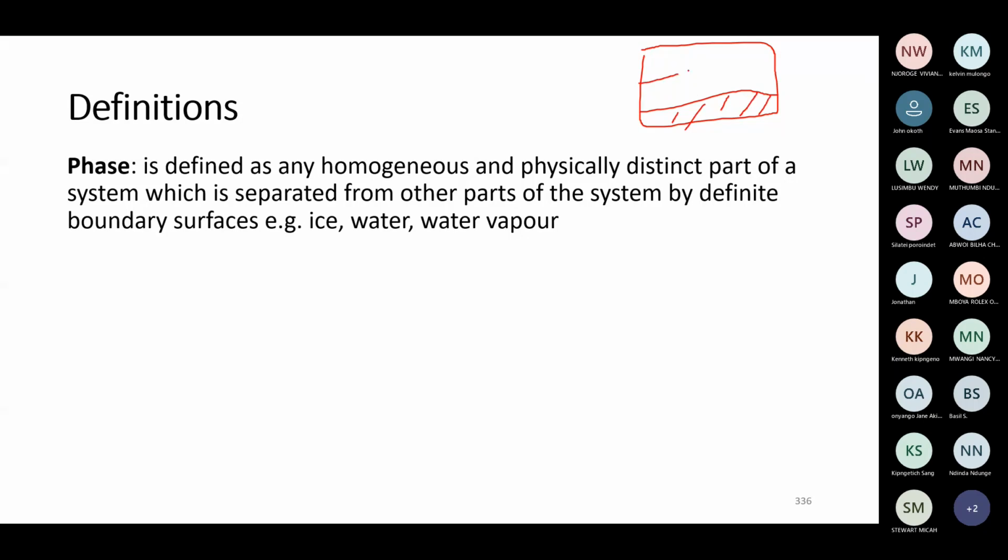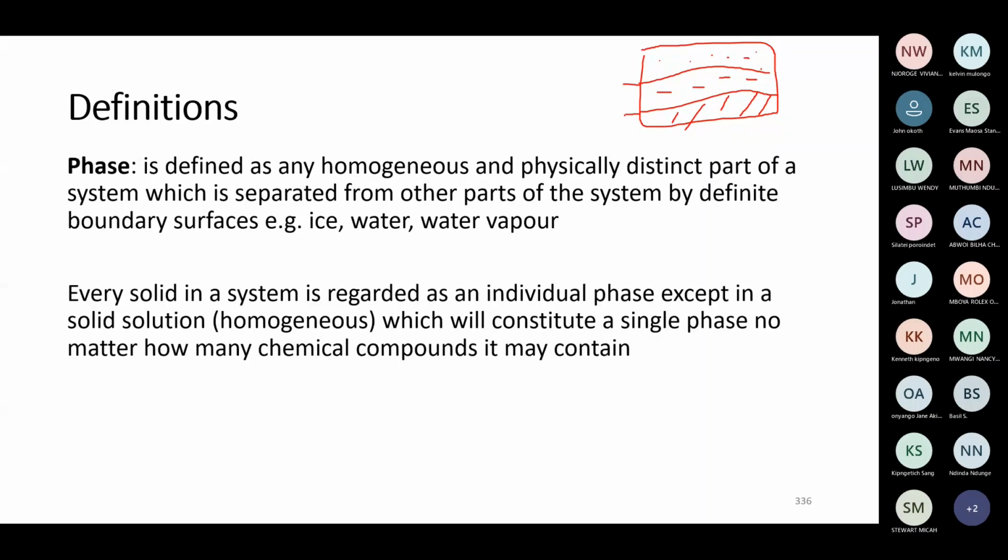And then you have the liquid. And then you have the gas. So all these, they are boundaries for all these 3 phases. Yeah. So they are distinct from the other parts in this particular system. Now, every solid in a system is regarded as an individual phase, except in a solid solution, which is homogeneous.